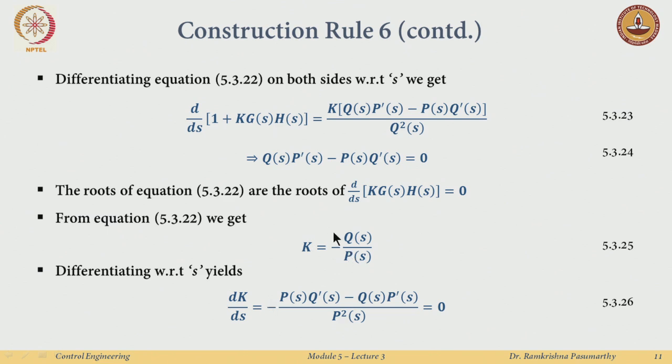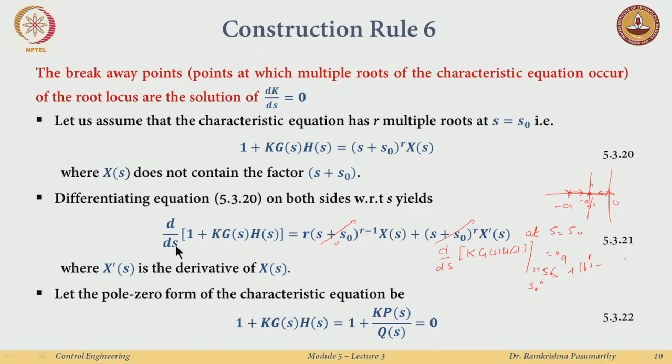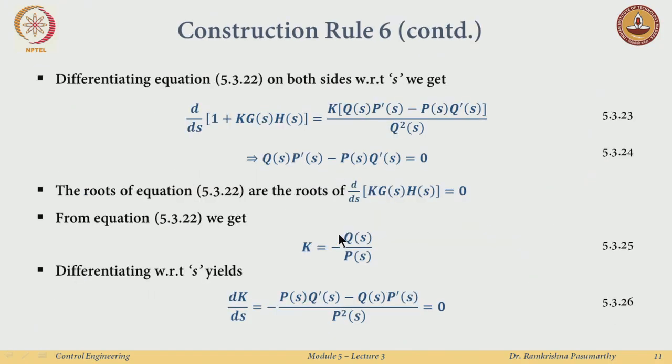So, first, I am just looking at how to detect if there are multiple roots, and that is when d over ds of 1 plus k times g times h goes to 0, that has a multiple root, right, at that point. So therefore, I can just say that the solutions are of this form, right.